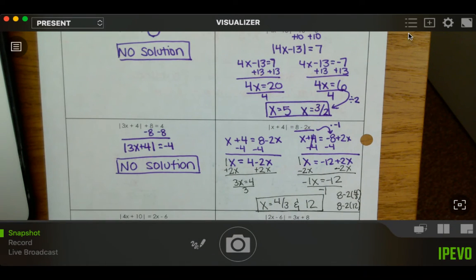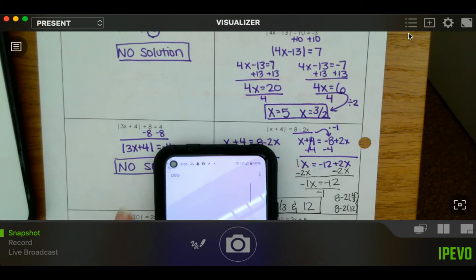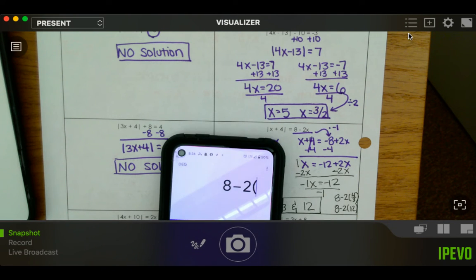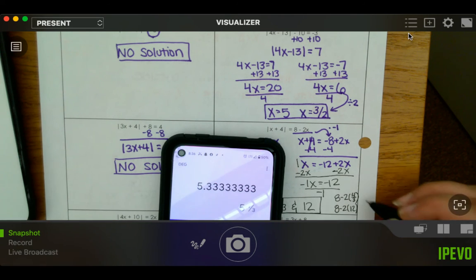And I'm just going to go ahead and do this in my calculator, and I will go ahead and pull it up and show you. 8 minus 2 times 4/3. That's a positive 5.3, so that's fine.